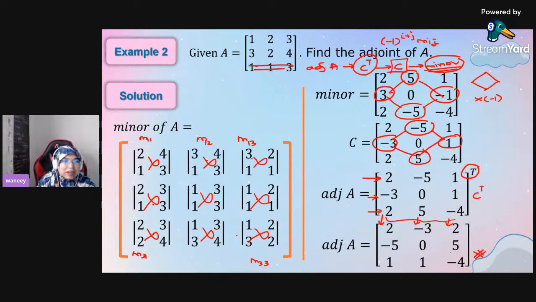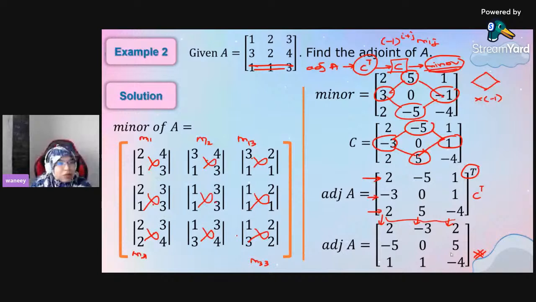Okay, so again, I repeat, how to calculate the adjoint? You need to find the minor, the cofactor, the cofactor transpose, and that is our adjoint. So there are a few steps that we need to do. Okay, so let us try to do another one.